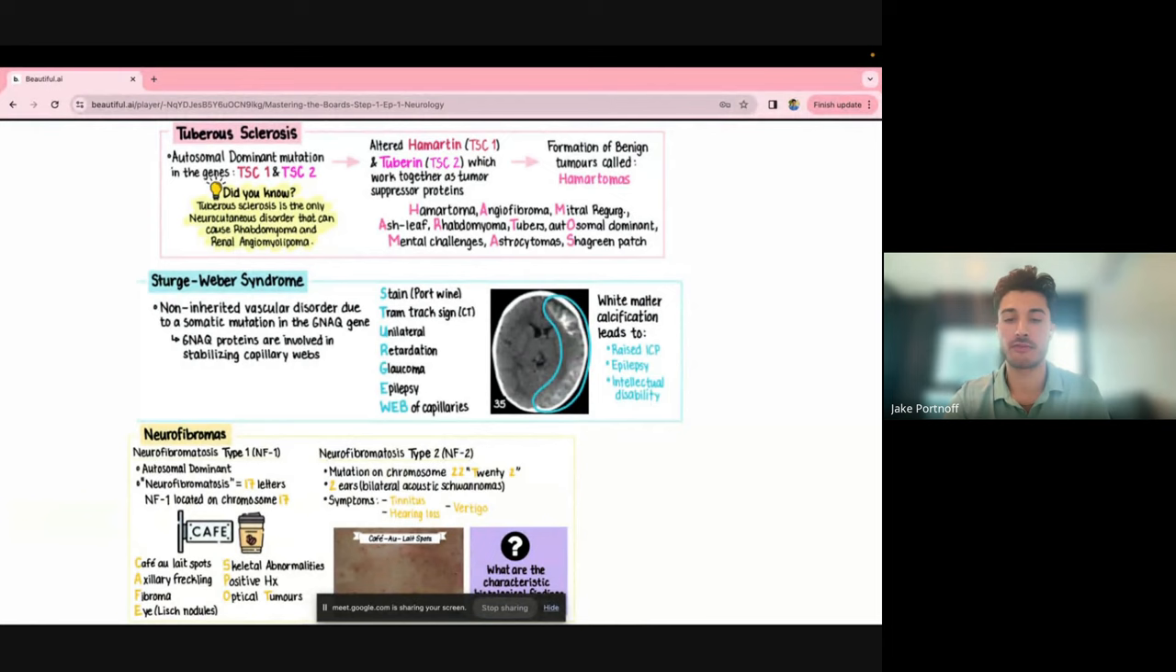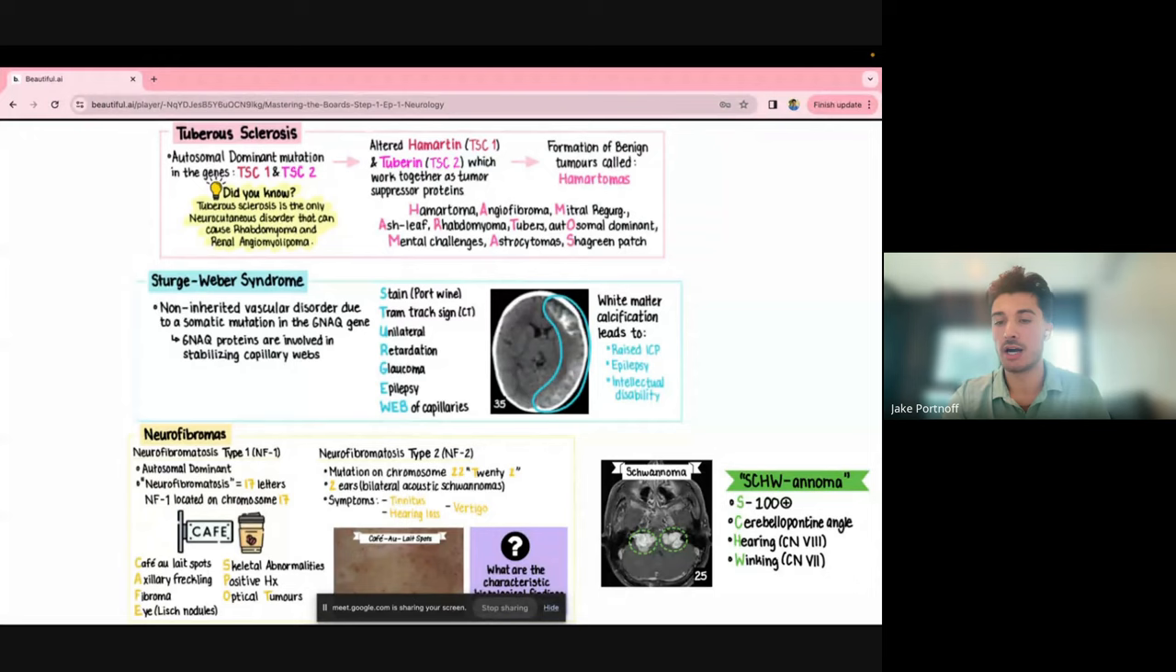And finally, guys, just bringing in the CT image of what you're expected to see, which is this bilateral schwannoma, right? You can remember the S100, cerebellopontine angle, and then you have problems with your cranial nerves 8 and 7, hearing and winking. This is how I remember it. Super, super helpful. All right.